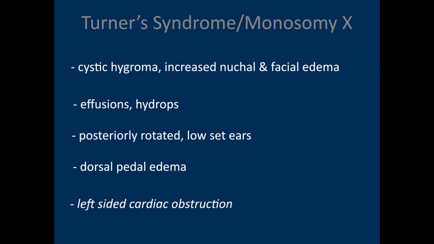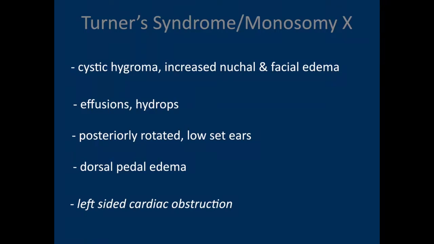Let's move on to Turner syndrome, or monosomy X. This is an abnormality that we commonly pick up early in pregnancy, and it's picked up largely on a referral basis, at least for me, of fetuses with cystic hygromas or increased NTs. They may also show some facial edema as well as effusions and hydrops in the most severely affected.